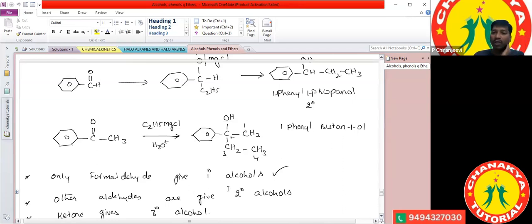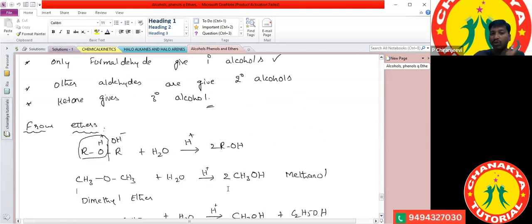Which of the following carbonyls forms only a primary alcohol? We have only one answer, that is formaldehyde. Formaldehyde only forms a primary alcohol. Other aldehydes give secondary alcohols and ketones form tertiary alcohols. This is the conclusion about the reaction with Grignard reagent.